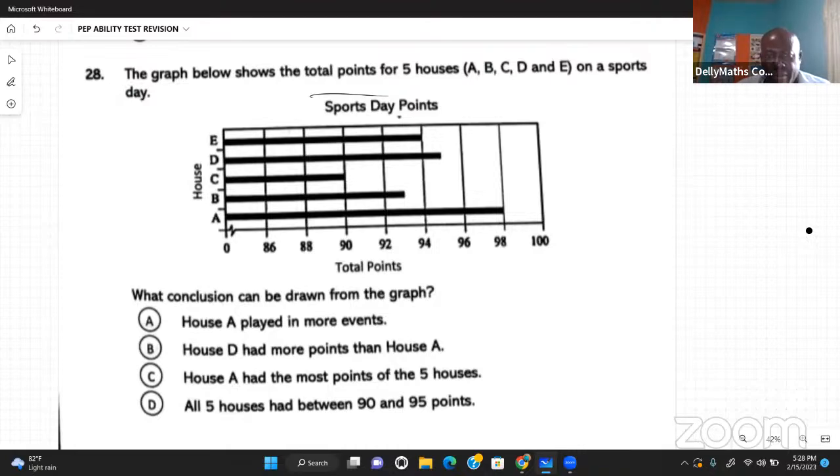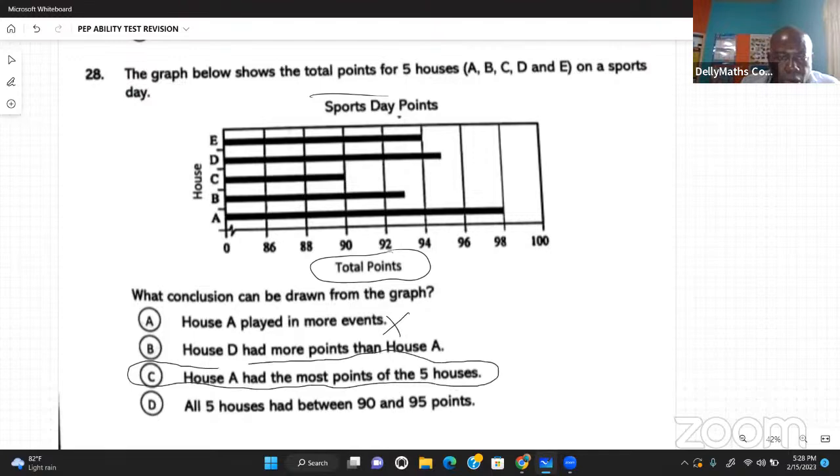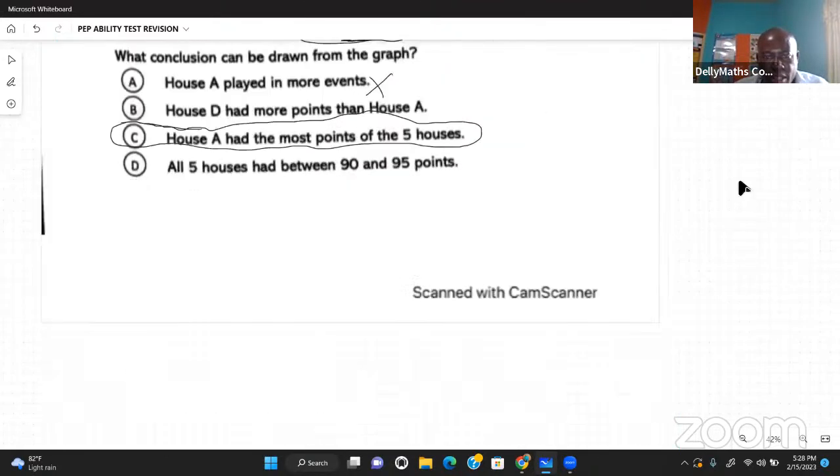House A played in more events. We can't know that. What we do know is that house A has the most points. This is about points, so I'm going to be looking for something with points. House A had the most points of the 5 houses. I will agree with C. House A had the most points because it's a point thing that the graph is dealing with. So I don't know how many things they played part in. But what I do know at the end of the day, they got 98 points compared to everybody else who was below that. So you could see zooming in on the major things and then looking for them and then picking your answer. Never rush the questions, never rush them.